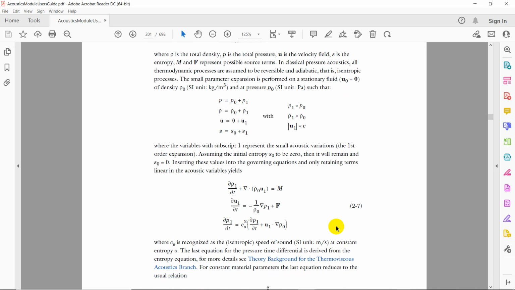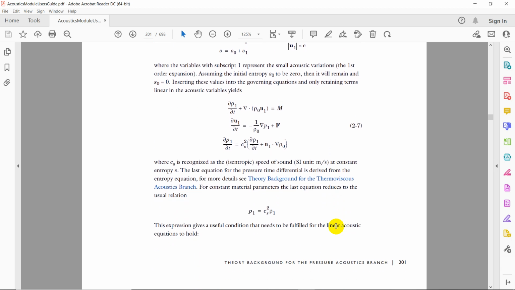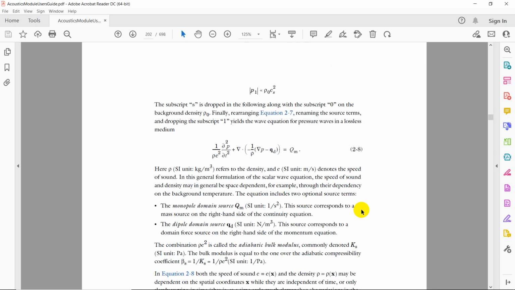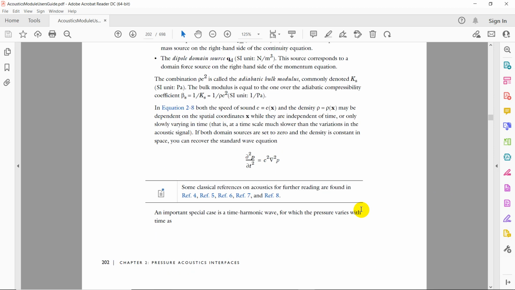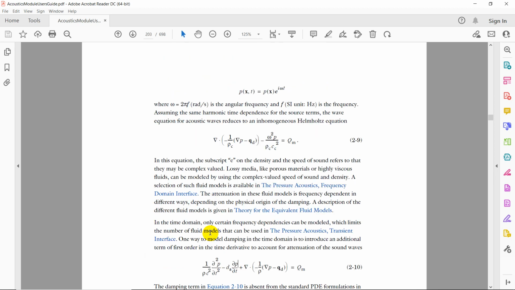The page number you can note, just a minute. Yeah, the page number is 202. This is chapter 2, pressure acoustic interface. So let us go to 203.